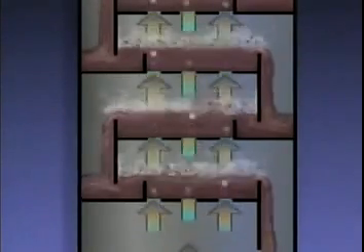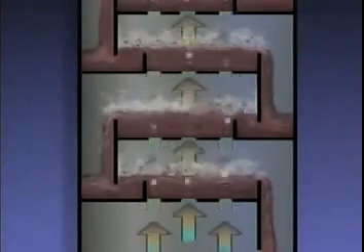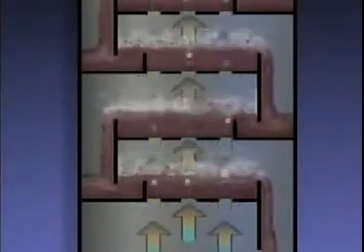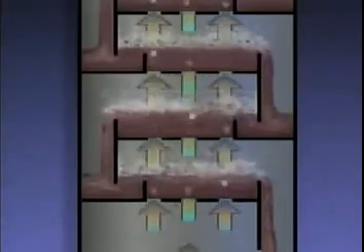Two things happen. The heavier components of the vapors become cooler and condense into liquid, and the lighter components of the liquid boil. The vapors then rise toward the next tray. As this process continues, the rising vapors contain a higher concentration of lighter components and a lower concentration of heavier components.